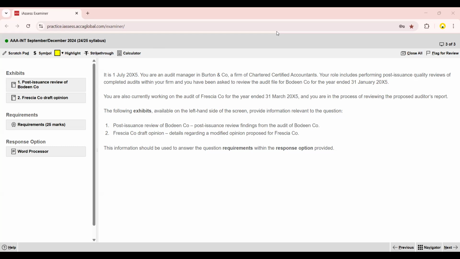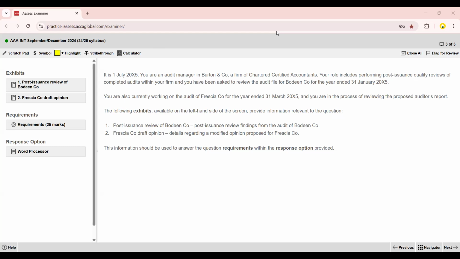It is 1st July 2005. You are an audit manager in Burton and Company, a firm of ACCA. Your role includes performing post-issuance quality reviews of completed audits within your firm, and you have been asked to review the audit file for Bodeen Company for the year ended 31st January 2005. You are also currently working on the audit of Frescia Company for the year ended 31st March 2005, and you are in the process of reviewing the proposed auditor's report.